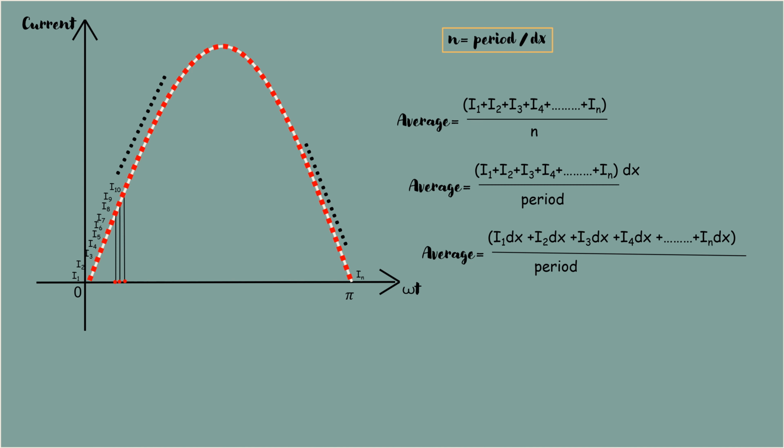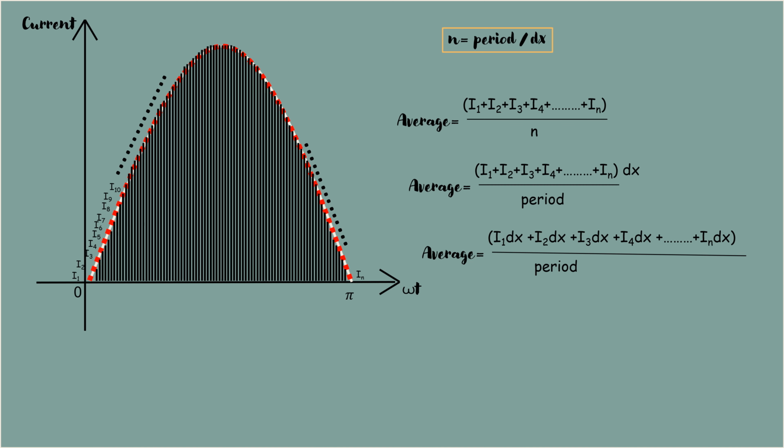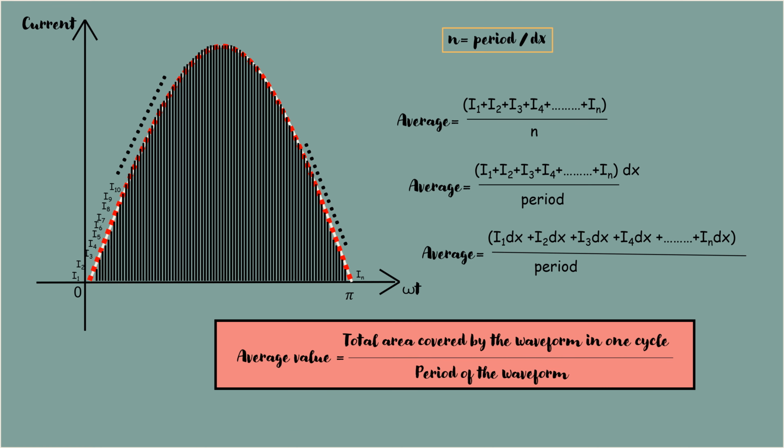Now, let's consider this rectangle. Here, the height is I9 and the base is dx. Therefore, I9 into dx will give the area of this rectangle. Similarly, I1 into dx, I2 into dx, I3 into dx and so on are all the areas of small rectangles in this cycle. If we add all these small areas, we will get the total area covered by the waveform in one cycle. Therefore, the average value is equal to the total area covered by the waveform in one cycle divided by the period of the waveform.